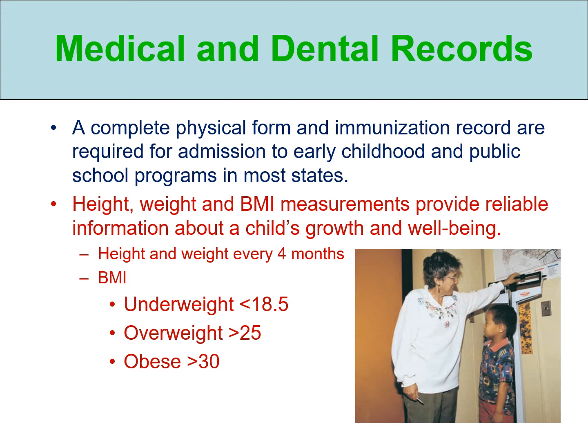When you're looking at the BMI measurements, underweight would be less than 18.5 BMI measurement. Overweight would be more than 25, and obese would be more than 30.